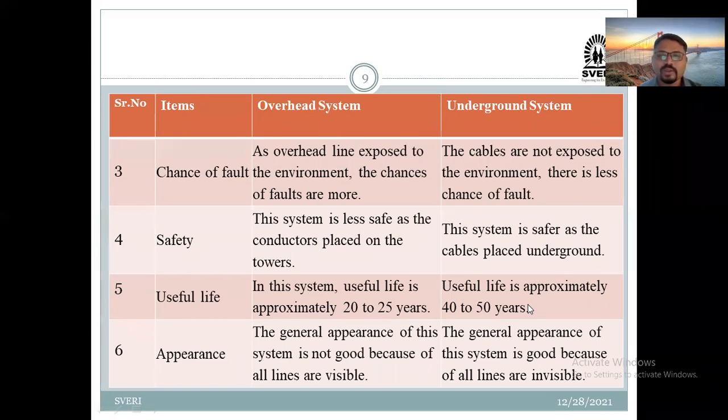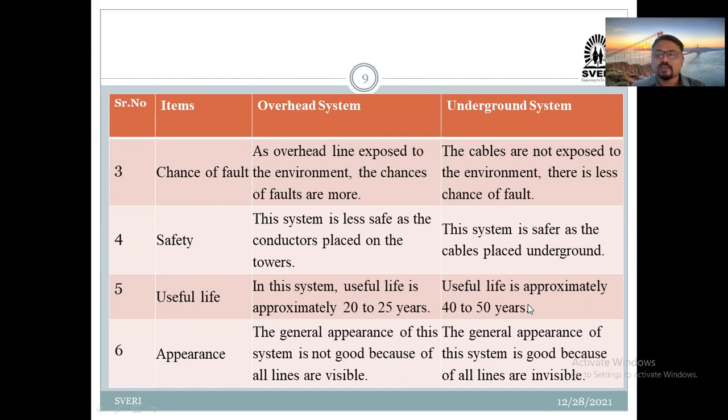What they have suggested is that the general appearance of the overhead system is not good because all lines are visible, exposed to the environment. That's why its general appearance is not that good. But as far as the underground system is concerned, its general appearance is good. Why? Because these lines are invisible.